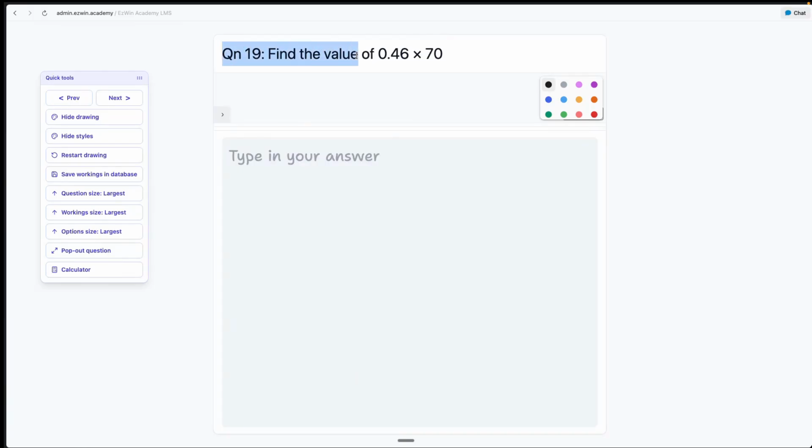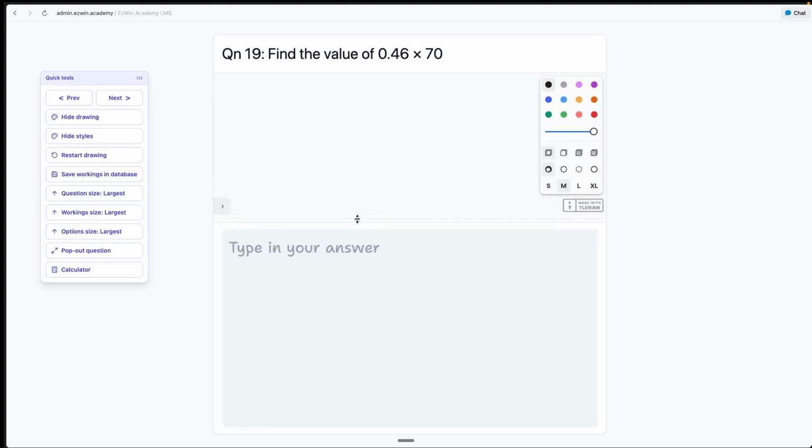All right, so question 19. Find the value of 0.46 times 70. Over here, we can just do a normal multiplication. 0.46 times 70 will be the same as 0.46 times 10 times 7, and this will become 4.6 times 7. So it's the same. With this, it's much easier for you to do your workings as what you see. So I'm going to do the workings really fast.